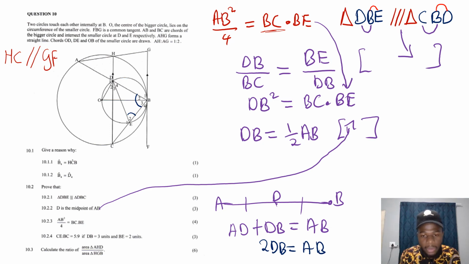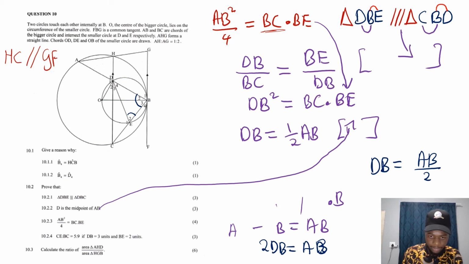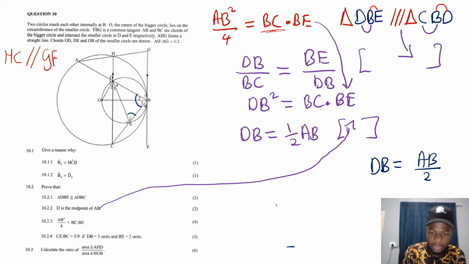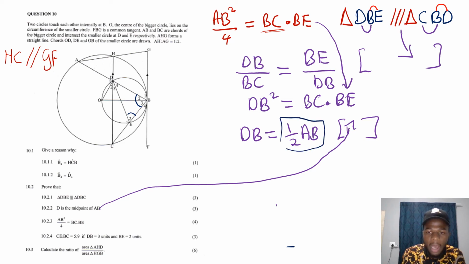Hope you are still following. Then we're going to divide everything by 2. DB is equal to AB over 2, which is the same as half AB. I hope you all see. Let me try to be fast here. Okay, then I have proved that. So where there is DB, I'll just substitute this one, half AB or AB over 2, from here.